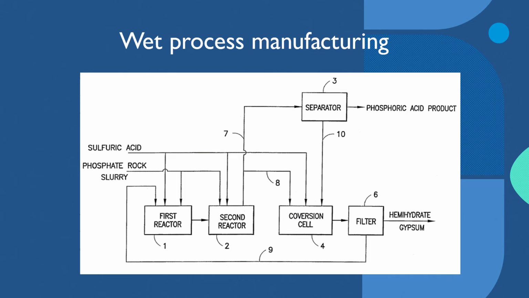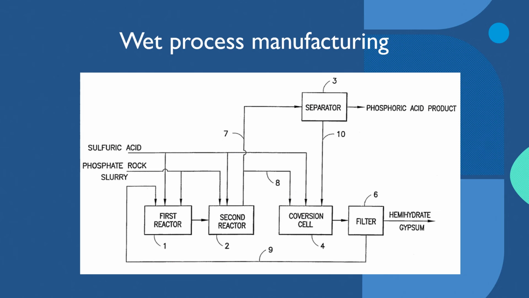So dividing the reaction solution obtained in the second reactor into 2 parts, one part flows into the conversion cell and the other part flows into the separator to produce phosphoric acid, in which the concentration of phosphorus pentoxide is 33 to 39 weight percent.